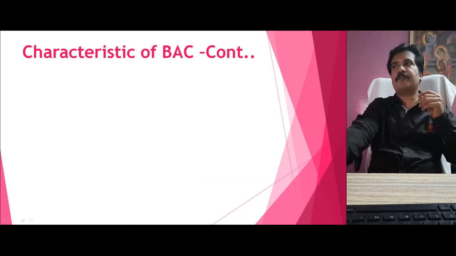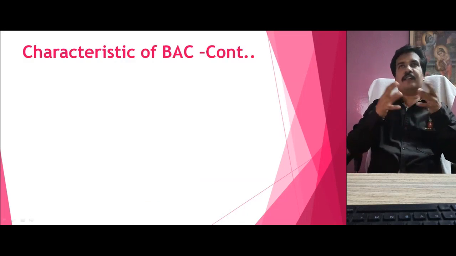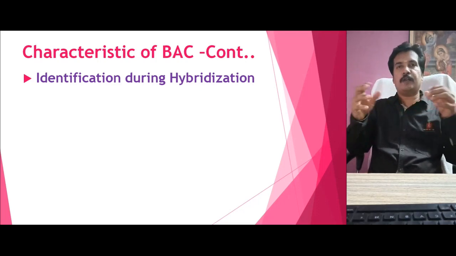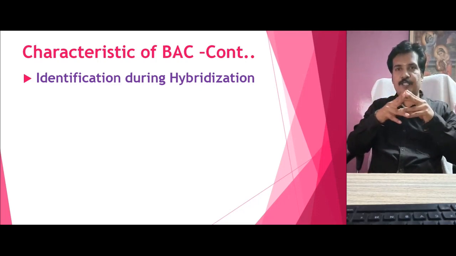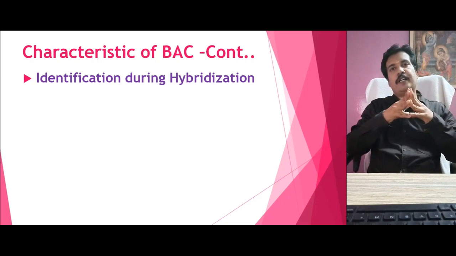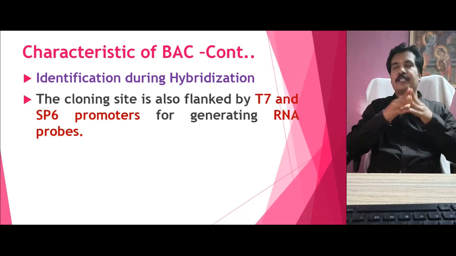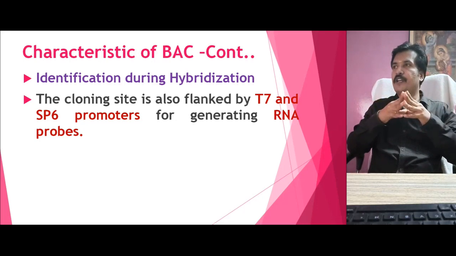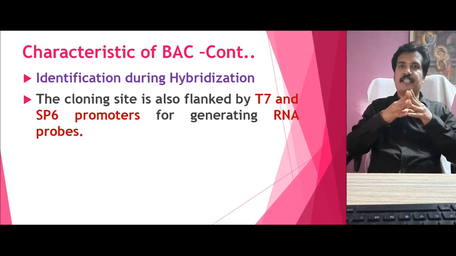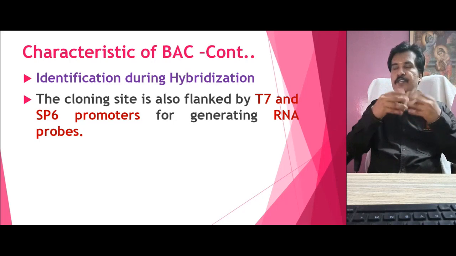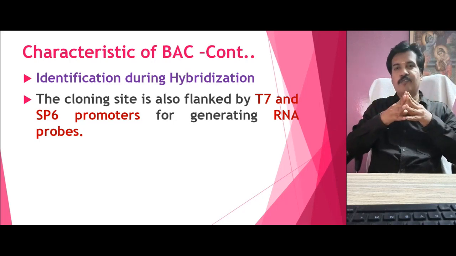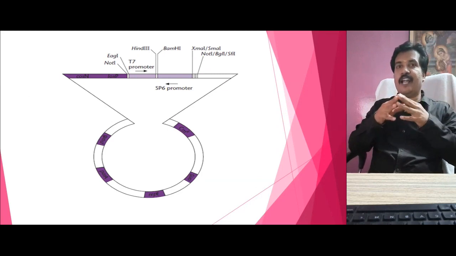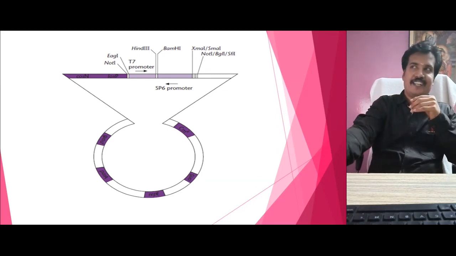So apart from this, after we insert the foreign DNA, after doing the cloning and growing it into a large amount, this foreign DNA should be identified while we are undergoing the hybridization experiments. So apart from the other sites, it includes the T7 and SP6 promoter regions, which generate RNA probes, which is necessary for the hybridization reaction during the identification of the cloned gene.